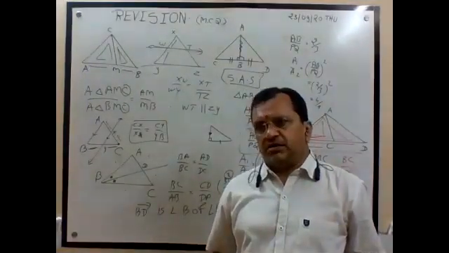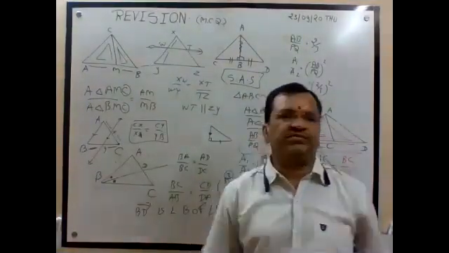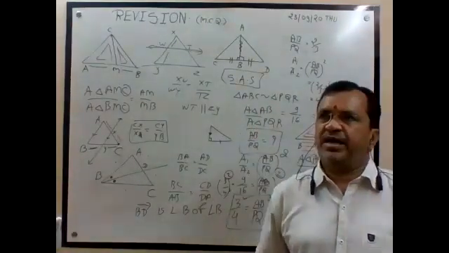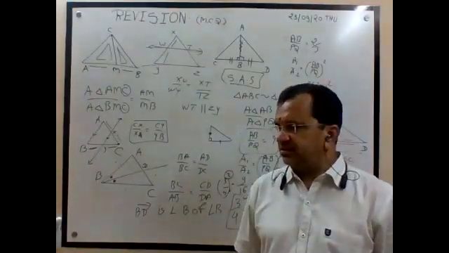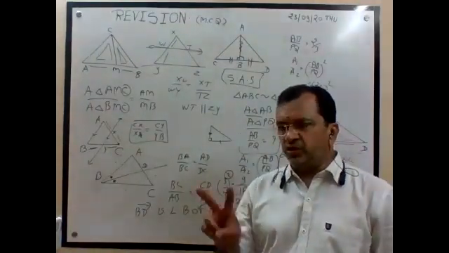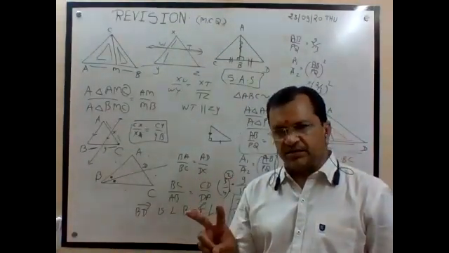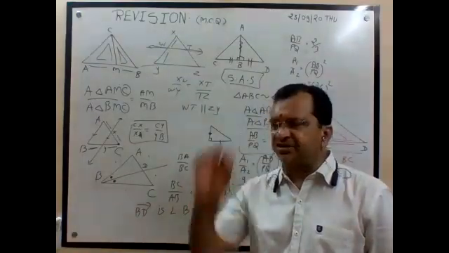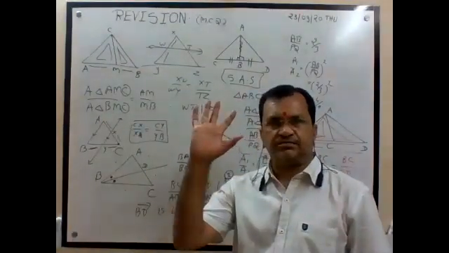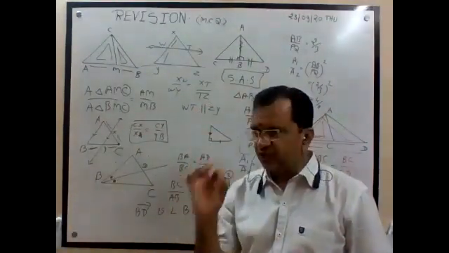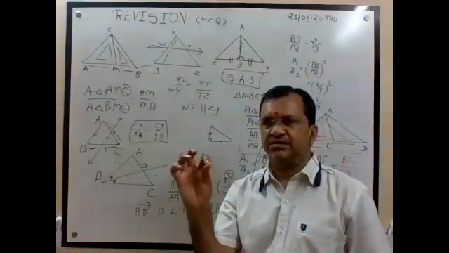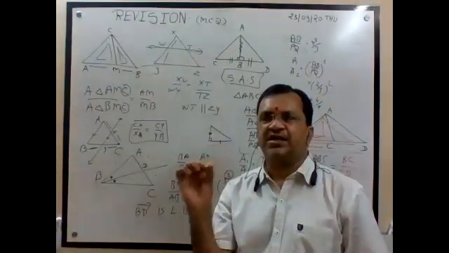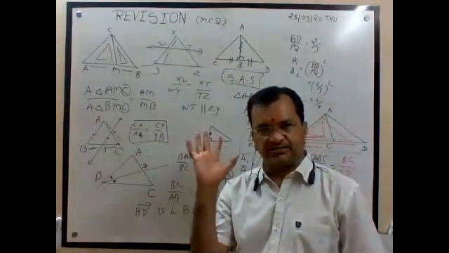Now, comparison of similarity and congruency. If two triangles are congruent, then they must be similar. But if two triangles are similar, they cannot be congruent.